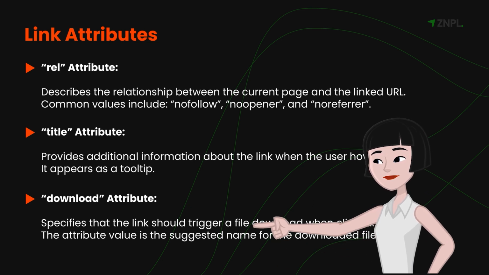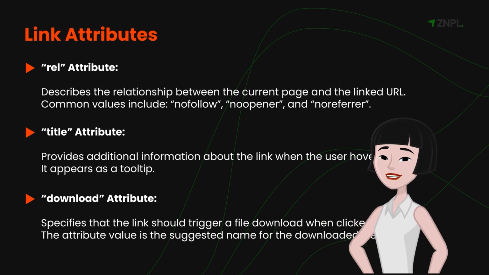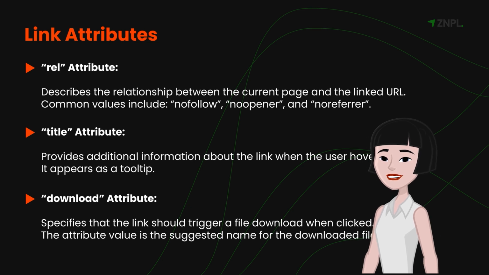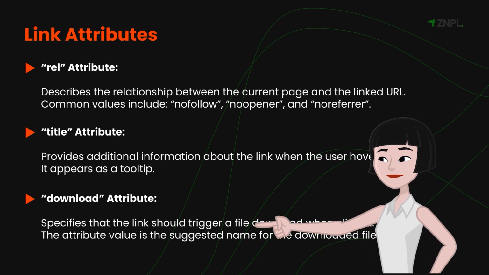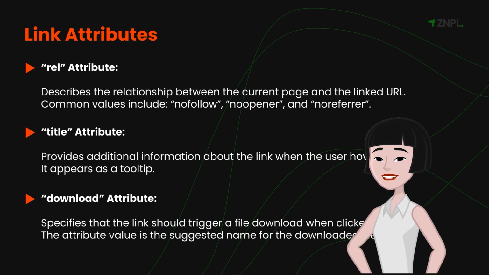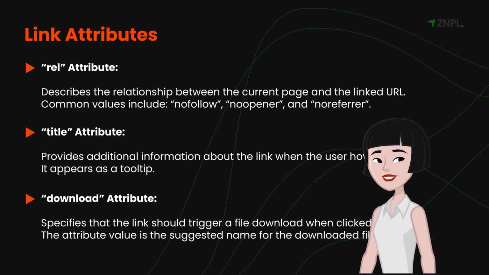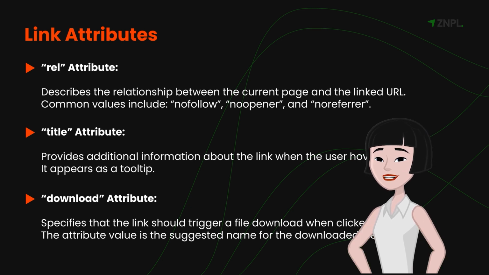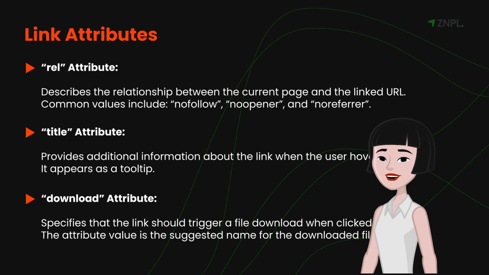The title attribute provides additional information about the link when the user hovers over it. It appears as a tooltip. The download attribute specifies that the link should trigger a file download when clicked. The attribute value is the suggested name for the downloaded file.